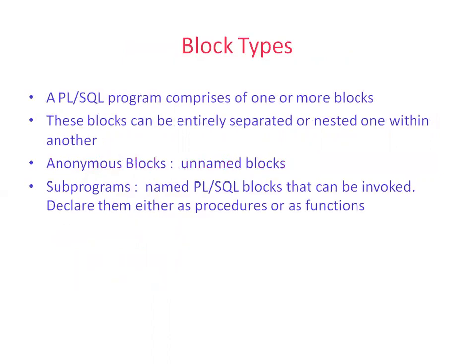Yeah, so we have seen what an anonymous block is. Why is it called an anonymous block? Because the program which we have written does not have any name. Even though the file has a name, the program which we have written does not have any name.